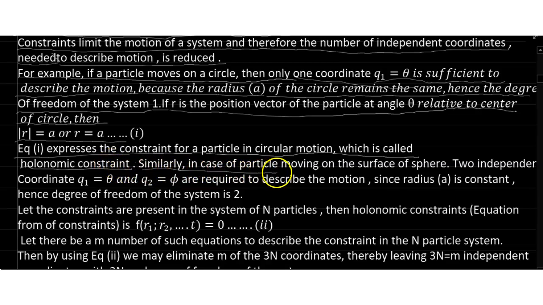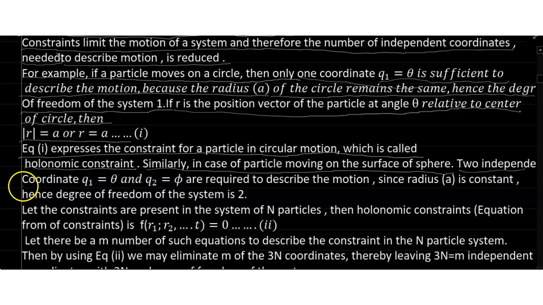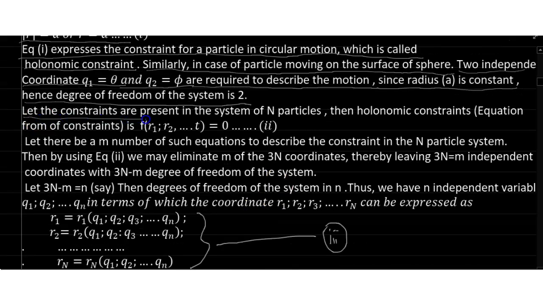Similarly, in case a particle is moving on the surface of a sphere, two independent coordinates, q1 equals theta and q2 equals phi, are required to describe the motion. Since radius a is constant, the degree of freedom of the system is 2. Let the constraints be present in a system of n particles. The holonomic constraint equation is of the form f(r1, r2, ..., r, t) equals 0.